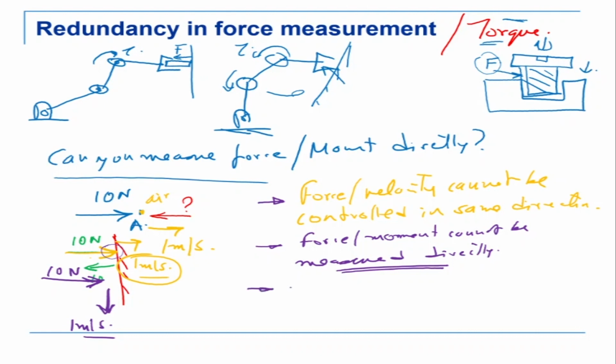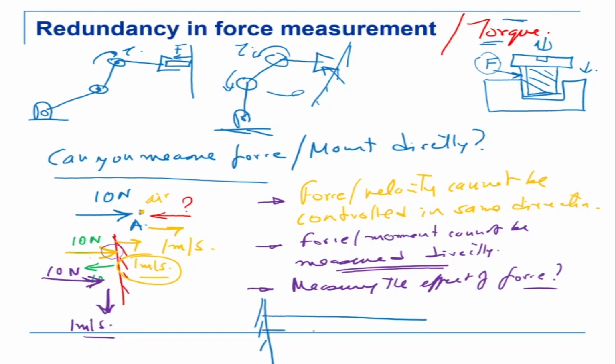So what we are doing is measuring the effect of force, not force. What is the meaning of that? If I want to measure how much force is being applied, for example, if I have a cantilever beam, and I apply a force of 10 newtons here, this 10 newtons will cause a strain here. So what I do is put strain gauges, two strain gauges, one there and one here.